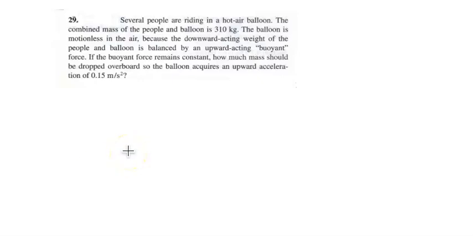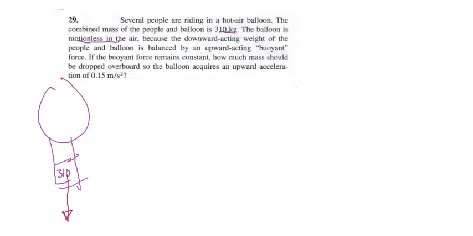Okay, several people are riding in a hot air balloon, and the combined mass of the people in the hot air balloon is 310 kilograms. The balloon is motionless because the downward acting weight of the people in the balloon is balanced by an upward acting buoyant force.